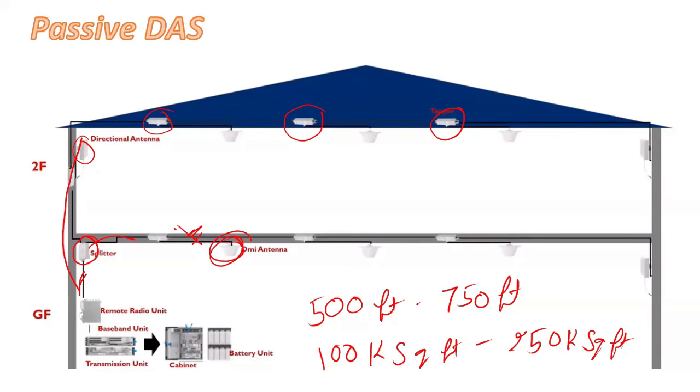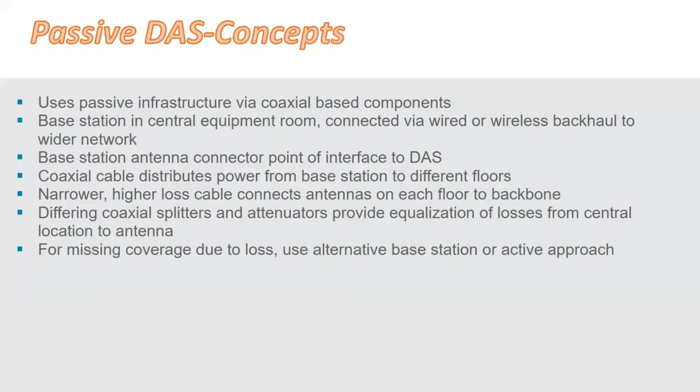And due to the increased loss of the feed network, the noise floor of the repeaters increases, and hence repeater sensitivity is reduced. So the degradation of repeater noise figure must be taken into account in the link budget as well, right? So the noise floor is also one of the important components in the case of passive DAS. So these are the basic concepts of passive DAS. The distributed antenna can be implemented using a purely passive infrastructure through coaxial-based components.